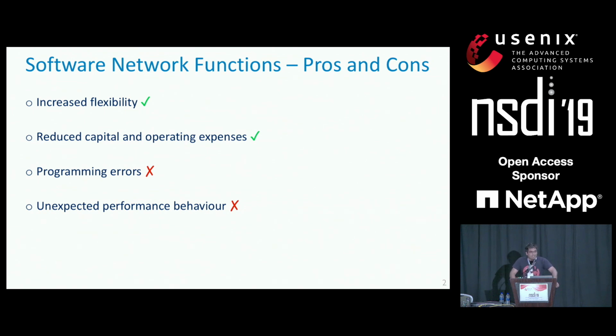Software network functions, or software middleboxes, provide the increased flexibility of the software development cycle and potential reductions in capital and operating expenses. On the downside, however, concerns remain stemming from the fact that 1, frequent reprogramming is likely to introduce bugs, and 2, replacing specialized hardware with software running on general-purpose commodity hardware can introduce unexpected performance behavior.